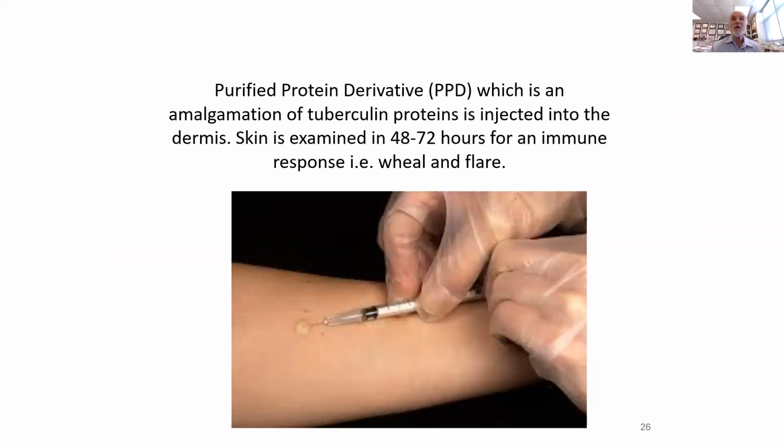And this is a nice example, just so you understand. When they do the skin test, a tuberculin protein that's extracted from a TB organism is injected into the dermis. And then the skin is examined 48 to 72 hours later for an immune response. Now, you see it's done superficially. You can't do it deep. You can't allow most of the fluid to leak out. That's the problem with the PPD. There can be so much variability in how it's done and who does it. Plus, you have to have the patient come back in 2 to 3 days to have it read. They can't just disappear. Next slide.